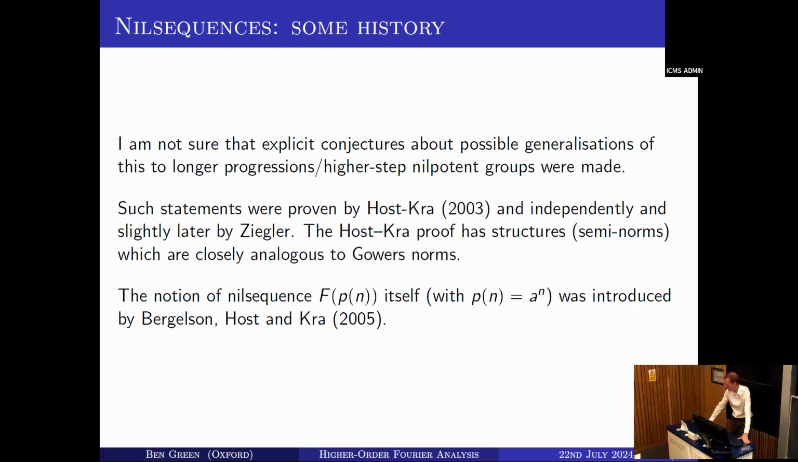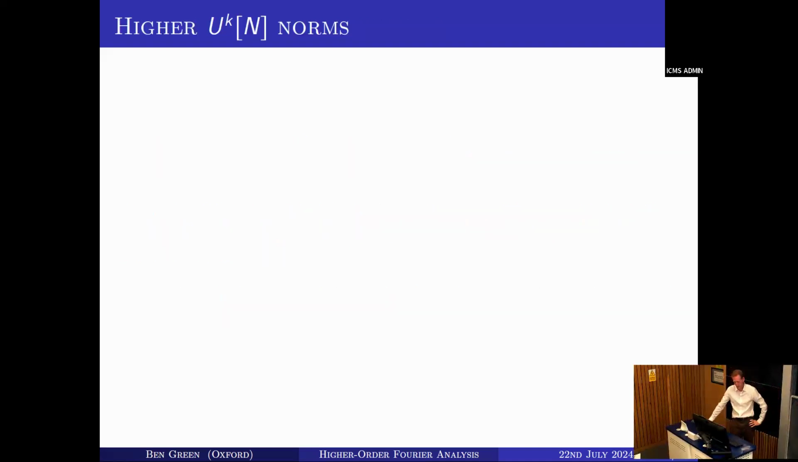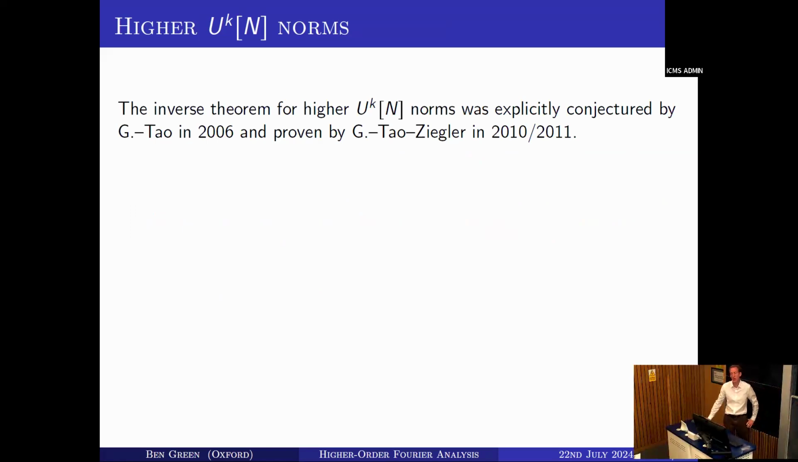It's fair to say there's no way we would have written down an inverse theorem for the U3 norm with nil sequences without all of this ergodic work being known at the time. So what about the higher Uk norms? Well, the inverse theorem for higher Uk norms was conjectured by Terry and I in 2006, where we showed that it, together with a statement about how the Möbius function interacts with nil sequences, was enough to understand linear equations in primes.